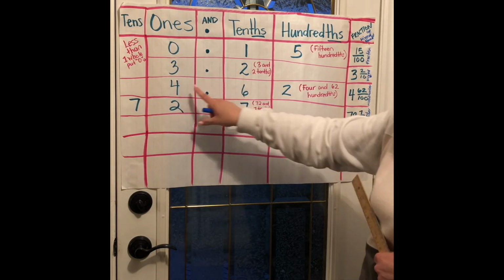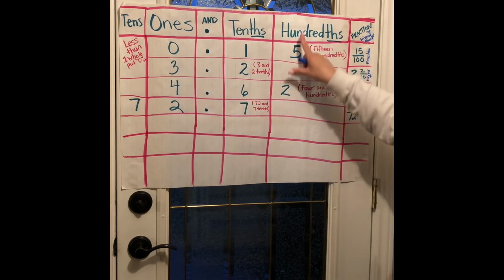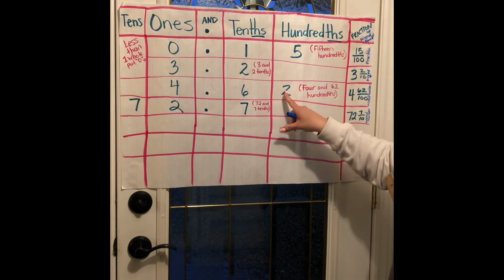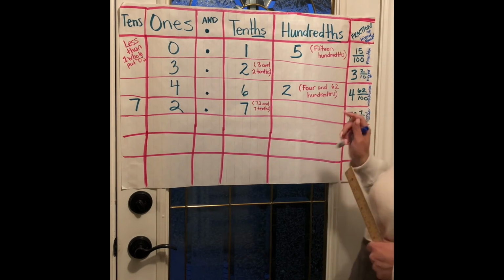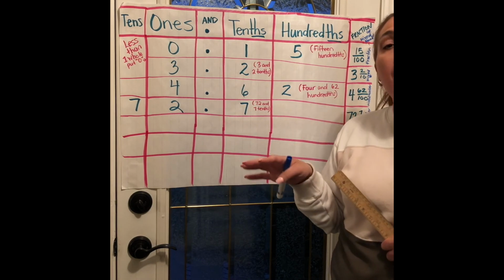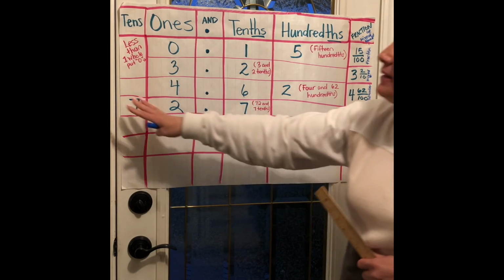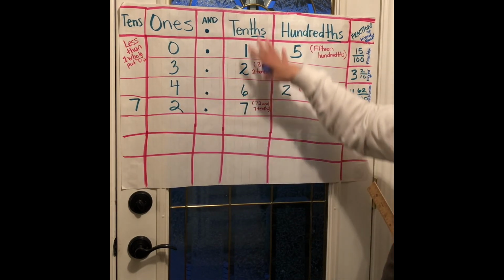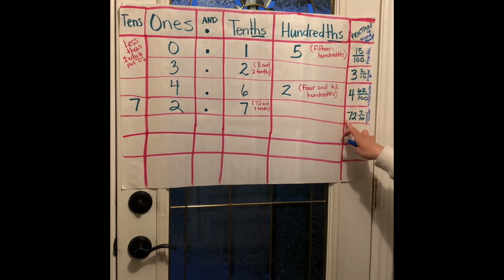4 wholes, so we got 4 and 62 hundredths. Because the 2 is in the hundredths column, that's why we're saying the hundredths last name. We've got 4 and 62 hundredths is how you write that. And I know it's kind of difficult to see this column on video, but I will take a picture of this piece of chart paper once I'm finished the video. 72 wholes and 7 tenths. So we got 72 and 7 tenths is written as a fraction: 72 with a 7 over 10.